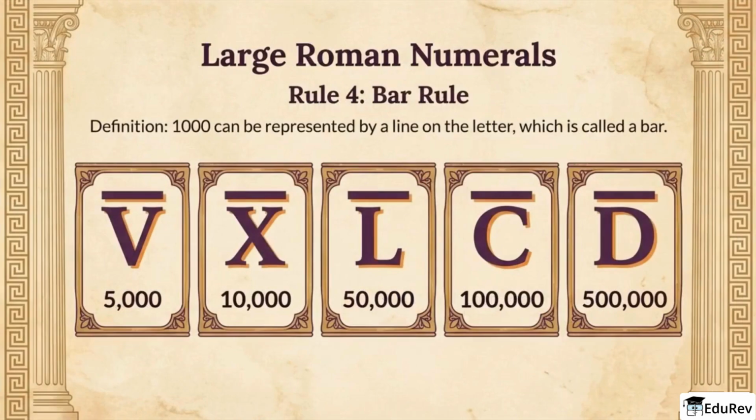For larger numbers, Romans sometimes placed a horizontal bar over a symbol to multiply its value by 1000. So a bar over V would mean 5000, over X would mean 10,000, and so on. This overbar is a convenient way to express very large values without inventing new letters.